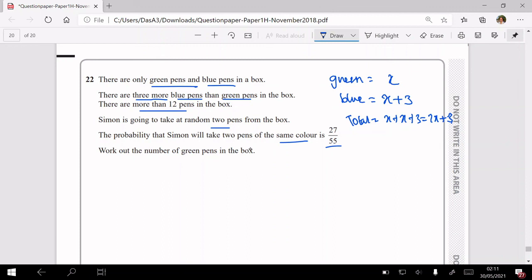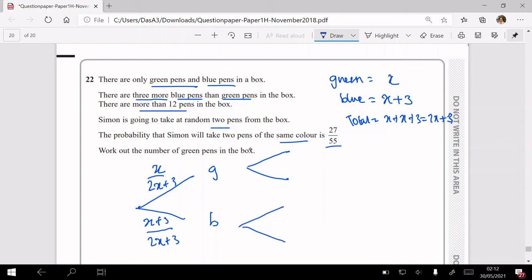Yep. So now let's make this. If the first time around I choose one at random, the probability of getting green is x over 2x plus 3. Blue is x plus 3 over 2x plus 3. Then the second time around, I'm choosing this. But make sure to remember that the denominator reduces by 1. So that means it becomes 2x plus 2 over green, blue, green, blue.